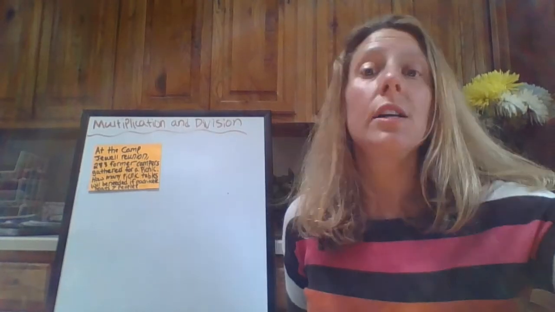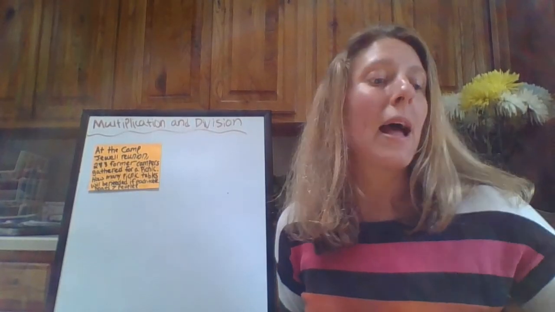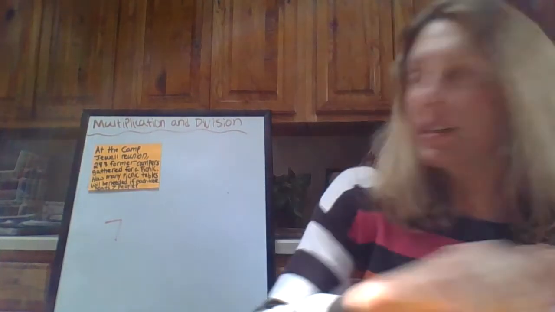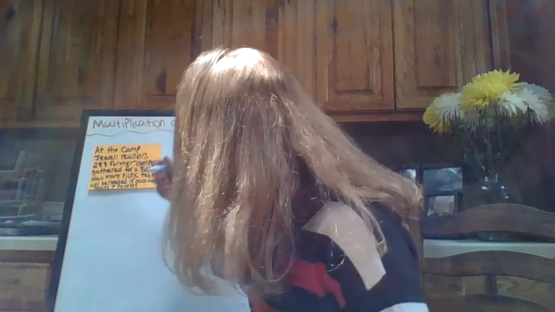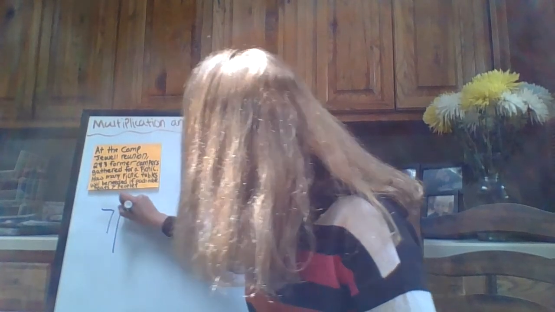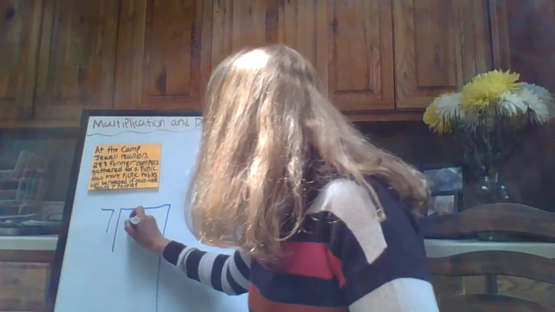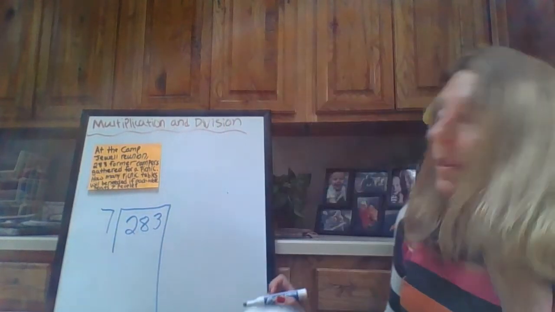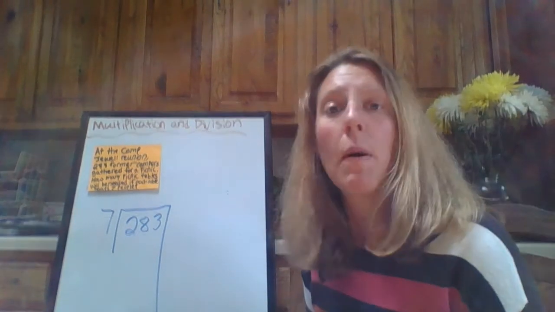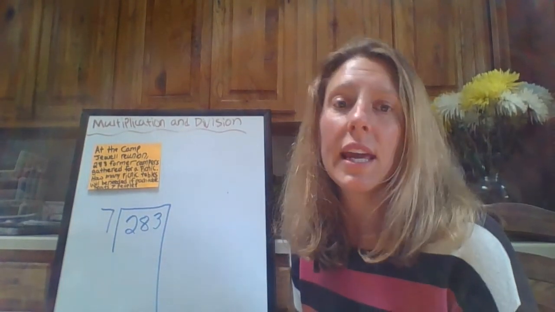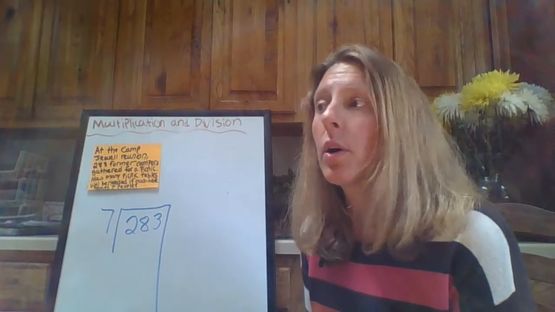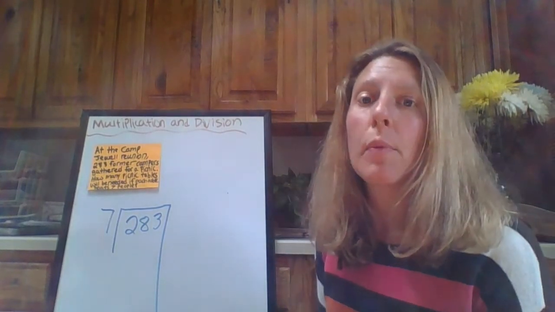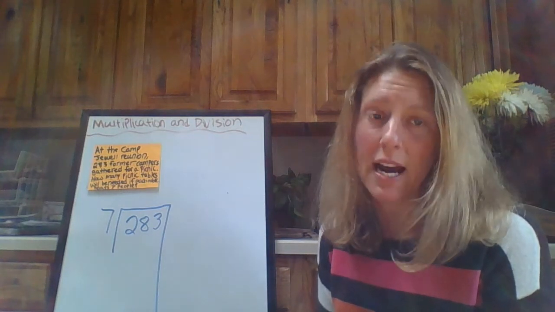So I'm going to use the partial quotients for division to help me get my answer. So I have 7 people at a table, and then there's 283 people in all. In the partial quotients, the first thing I do is pick a factor, a number that I can multiply times 7 that will get me as close to 283 as possible.